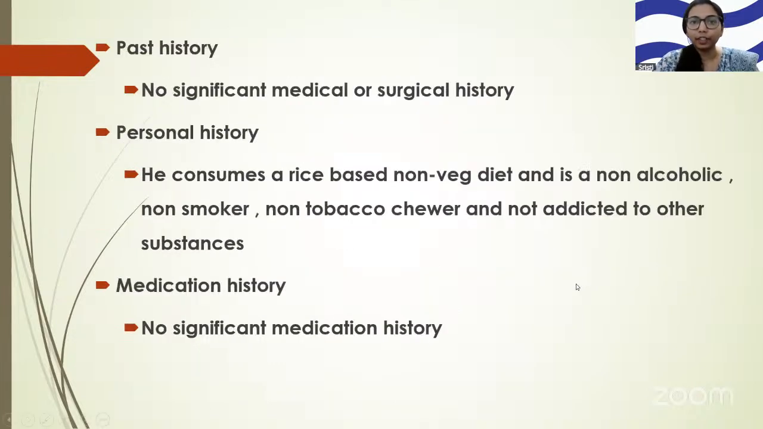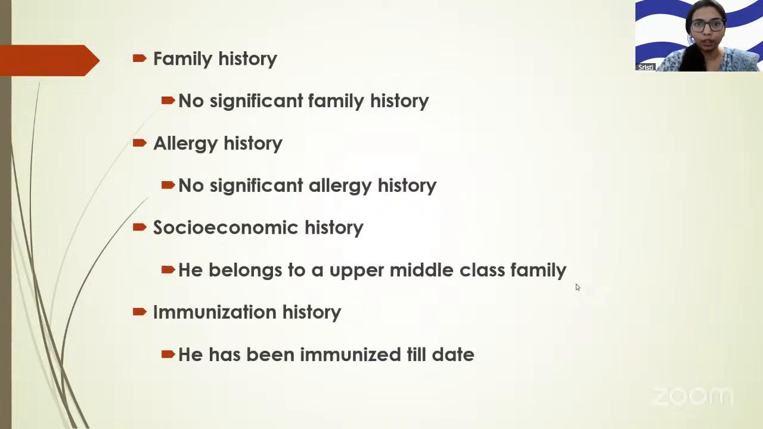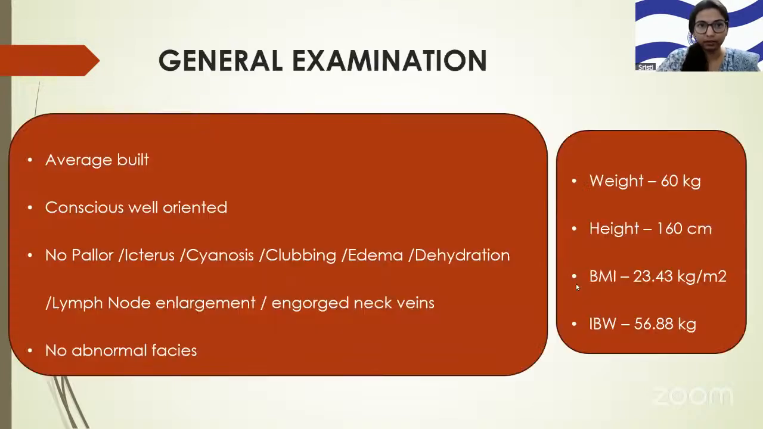He has no significant medical or surgical history. He consumes a rice-based non-vegetarian diet and is a non-alcoholic, non-smoker, non-tobacco chewer, and not addicted to other substances. He has no significant medication history, no significant family history, and no significant allergy history. He belongs to an upper middle class family and has been immunized till date.